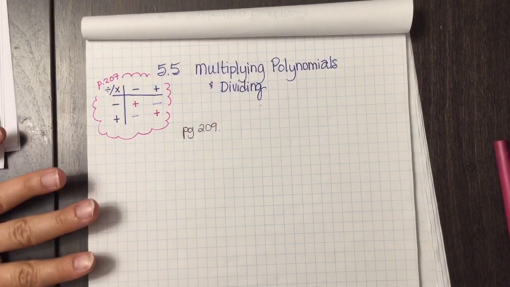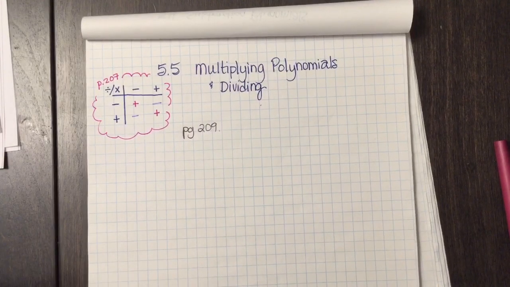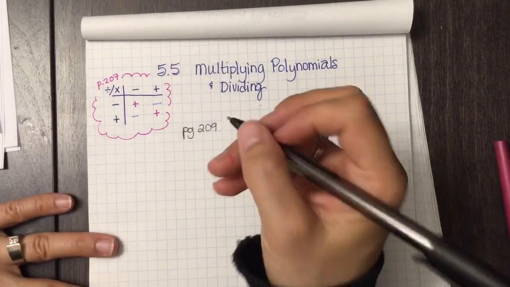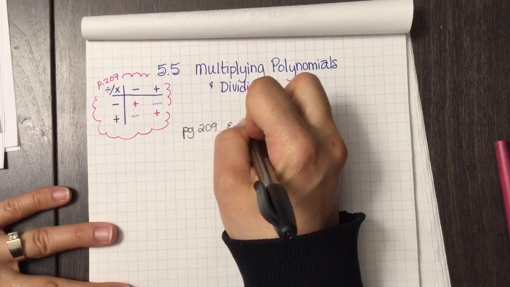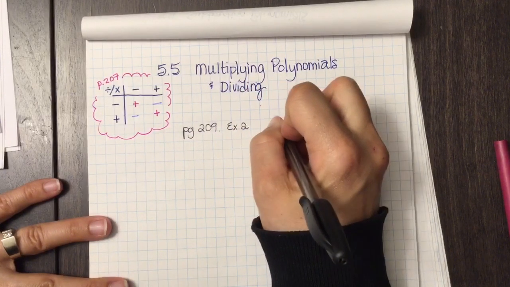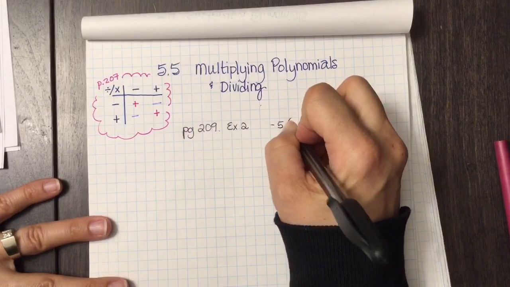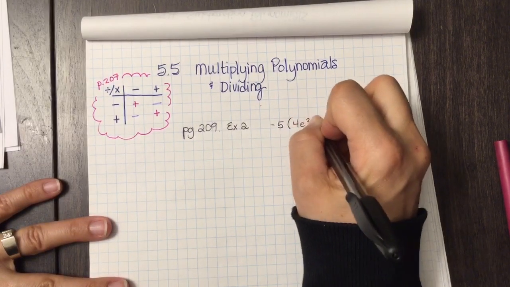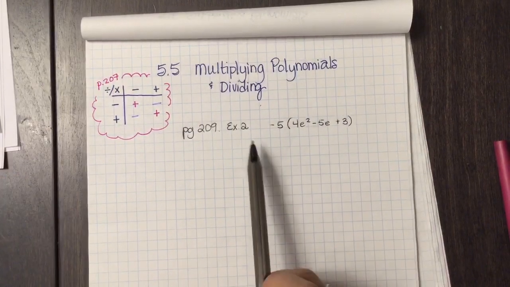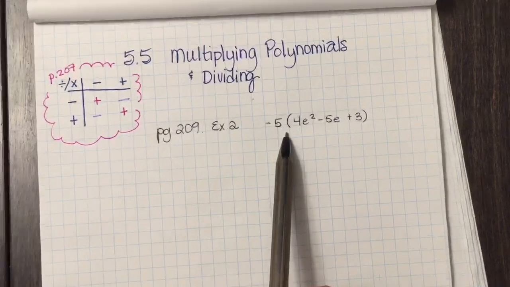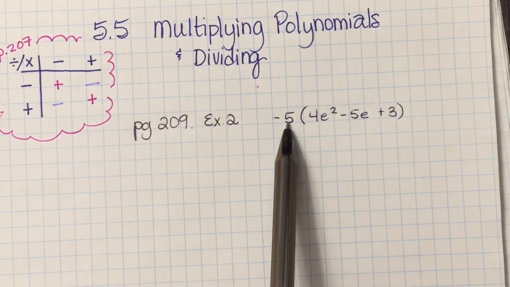Okay, and we're going to use the distributive property to multiply a polynomial by a constant. So we're literally just multiplying a polynomial by a number. Okay, so the example here says example 2. Okay, so we have minus 5 times 4e squared minus 5e plus 3. So we remember that when it doesn't tell us what the operation is, the default is multiplication, right?